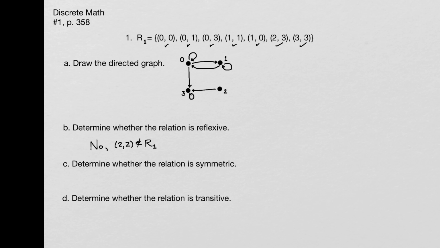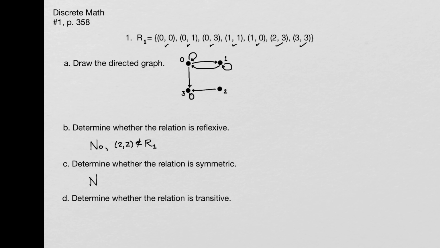Now, next thing is, is the relation symmetric? All right, so let's check. What we're looking for is if we have an element, like say 0, and we have a pair 0, 1, then we should have 1, 0. And we do have that for those ordered pairs. And let's see if we do all the rest of the ordered pairs that we have. So I have 0, 3, but I don't have anything going from 3 to 0. So that means that the relation is not symmetric.